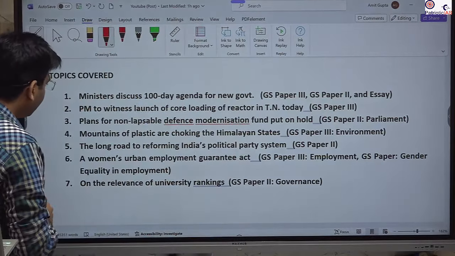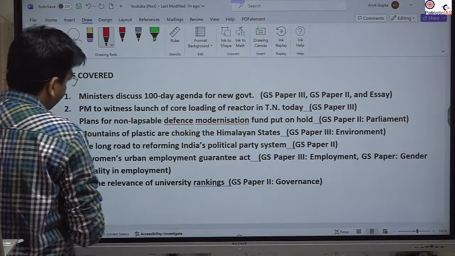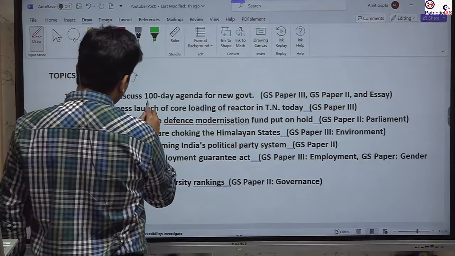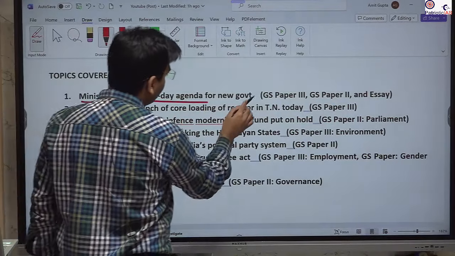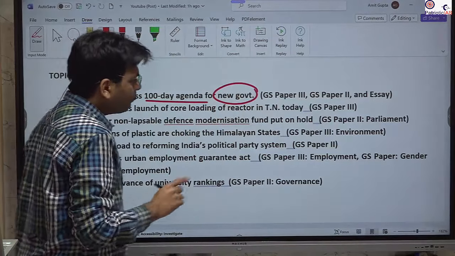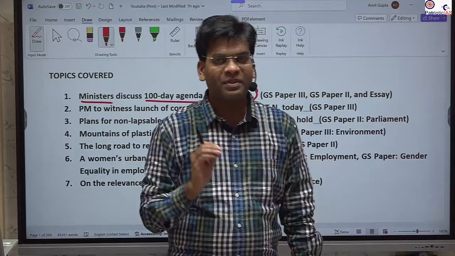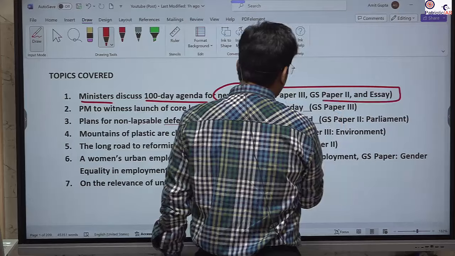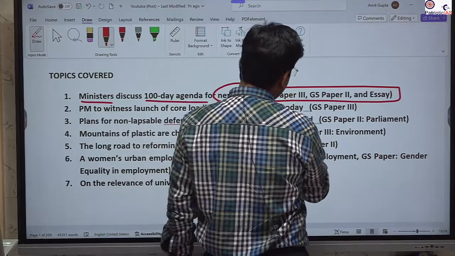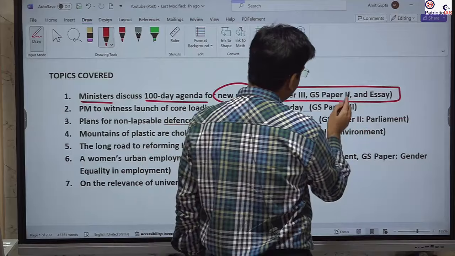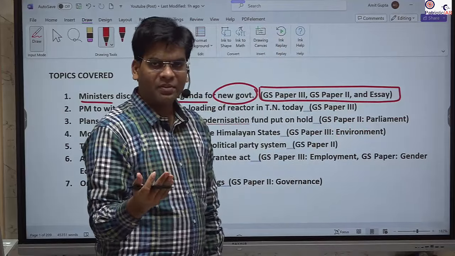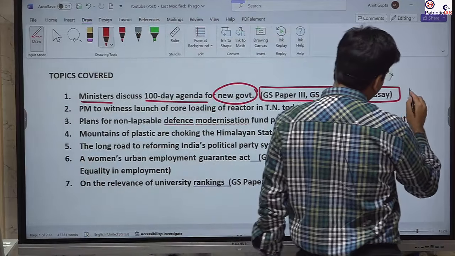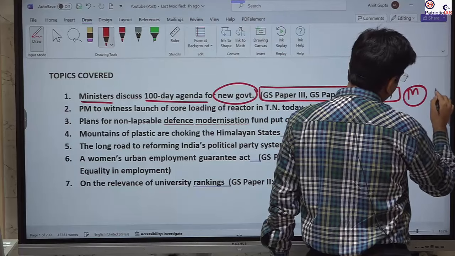The first we will start with our Prime Minister, who gave the agenda for the ministers on what they are going to do in the first 100 days after the new government. Here there is the Panch Pran concept that has been given by the Prime Minister. We will study these five Panch Pran. You can use this in GS paper 3 for the economy, as well as GS paper 2, and GS paper 1 where you are talking about tradition and culture, and essay as well. So this will be for the mains perspective as well as for the prelims, both overlapping.